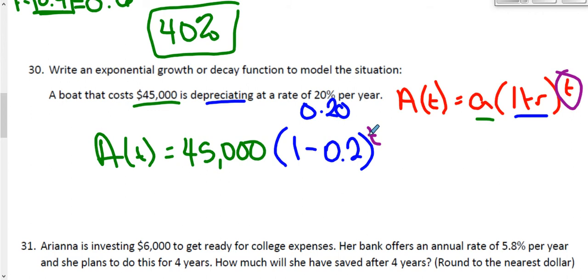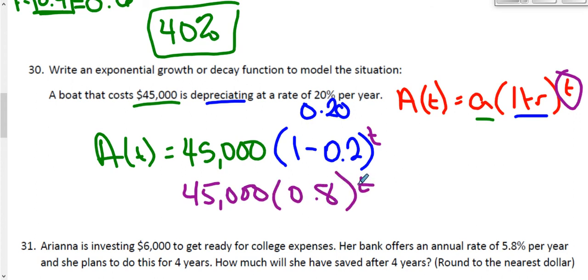If you wanted to simplify it, or if the multiple choice answer on the CFE is simplified, it would be 45,000 times 0.8 to the t power. And you can see that that subtraction makes the number inside my parentheses smaller than 1, which means that I'm getting smaller over time.